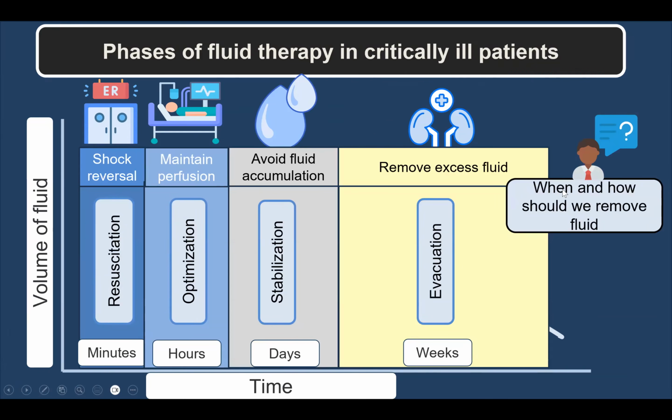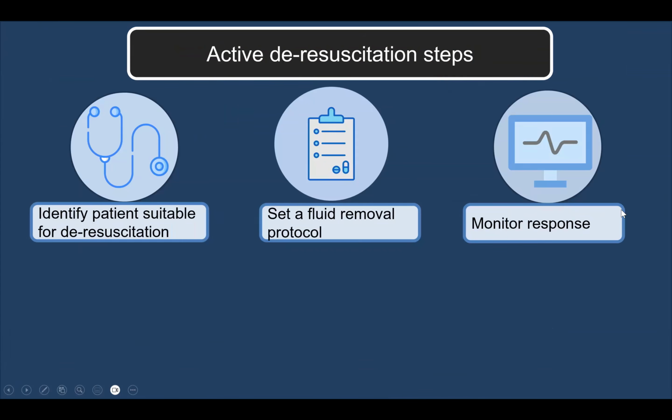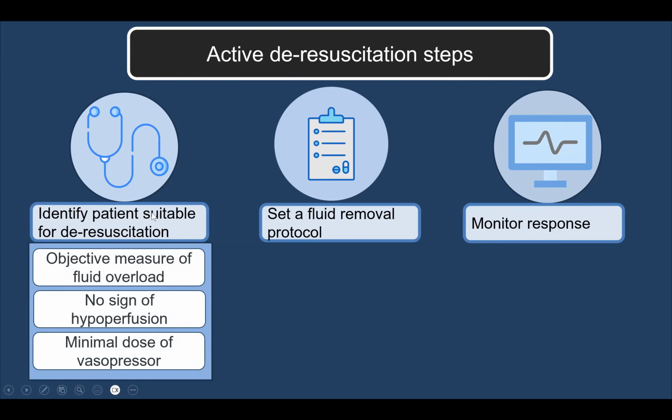So, when and how should we remove fluid from the patient? We have three important things to ask to answer this question, the active resuscitation step. First of all, we need to identify patients suitable for fluid removal. Three important things: an objective measure of the volume overload, no sign of hypoperfusion, and a minimal dose of vasopressor. If these three factors are okay, then this patient is ready for fluid removal.